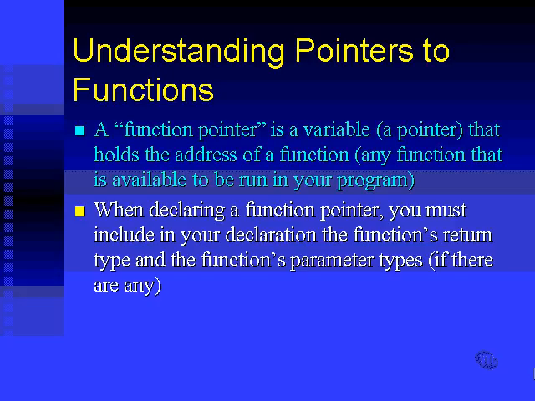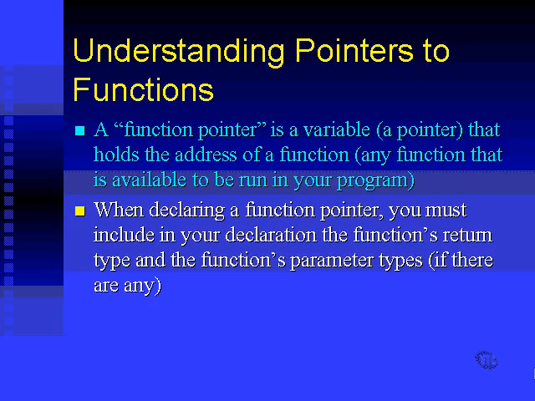Before I go and actually show you the syntax involved, I've got to stress this to you. When declaring a function pointer, you must include in your declaration the function's return type and the function's parameter types, if there are any parameters. What am I trying to say here? When you create a pointer to a function, you have to explicitly say what type of function it is.